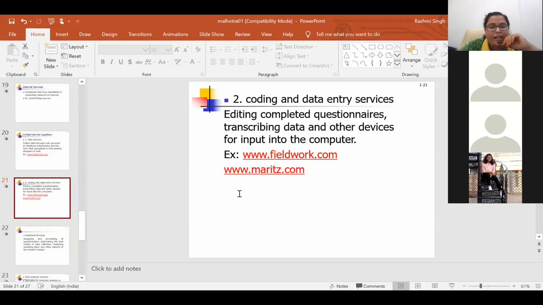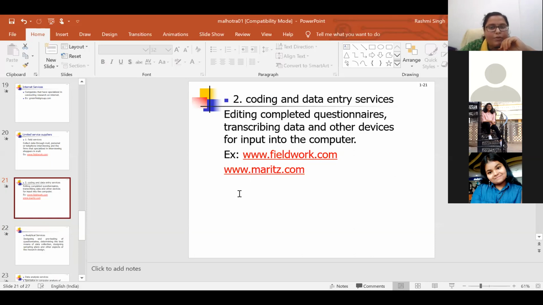Second is coding and data entry services. Means editing completed questionnaires, transcribing data, and other services for input into the computer. So this is the coding and data entry. Means suppose you have collected data in a physical questionnaire. Suppose you have 10,000 papers, data on physical paper, then it will be very difficult for you to do the data entry and all. So such research organizations simply provide you coding and data entry services.